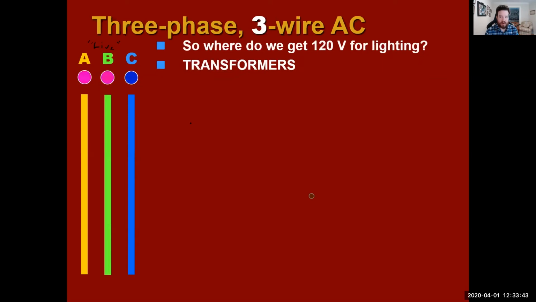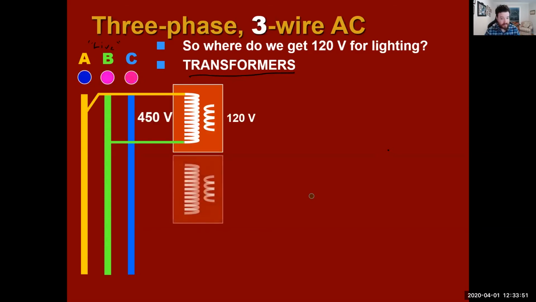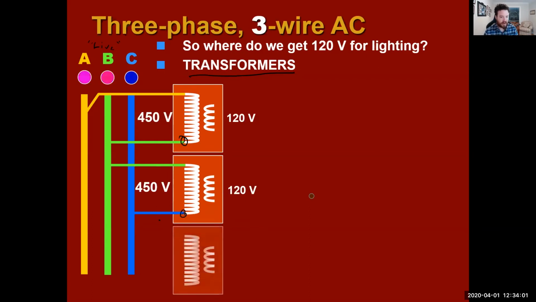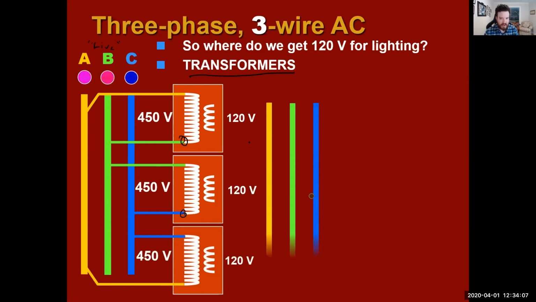So where do we get our 120 volt for lighting? And the answer to that is transformers, because we are doing Jeopardy. Answers first, then questions. All right, so 450 volts come in to a transformer. But unlike what we were talking about residential, this side of the transformer is not attached to ground. It's attached to another live wire. All right, and what comes out on the other side is 120 volts.